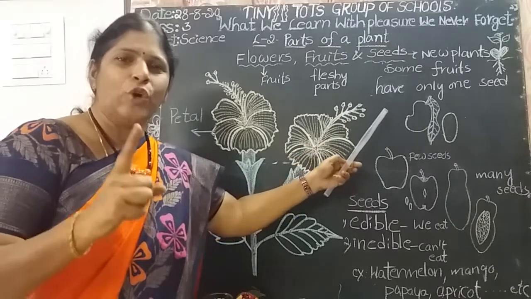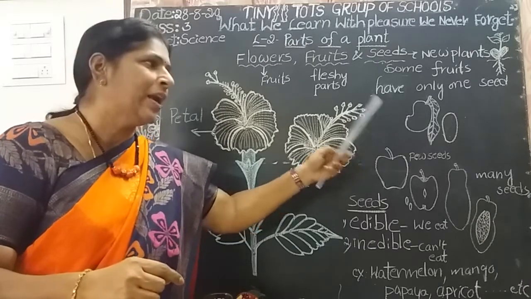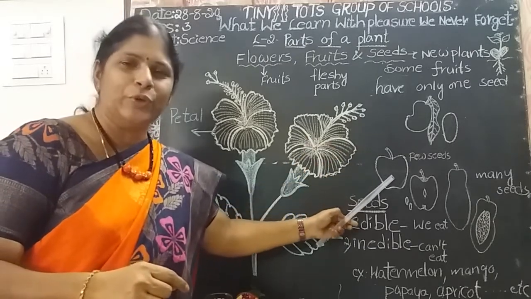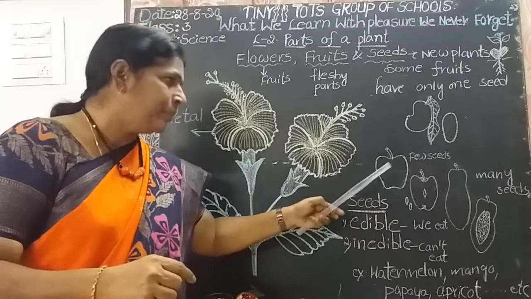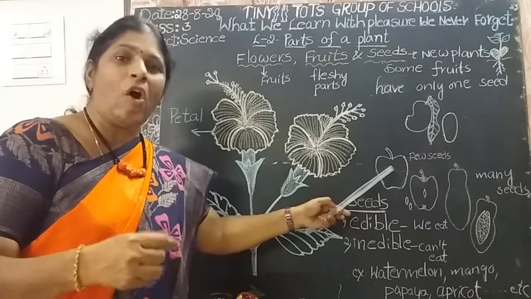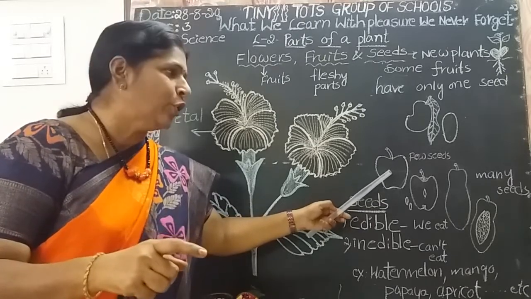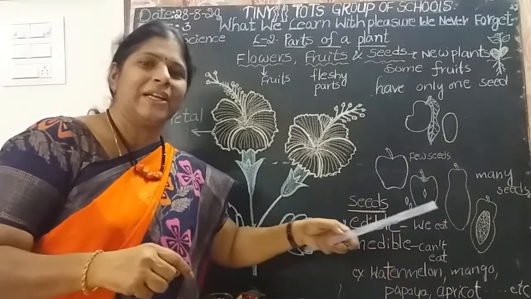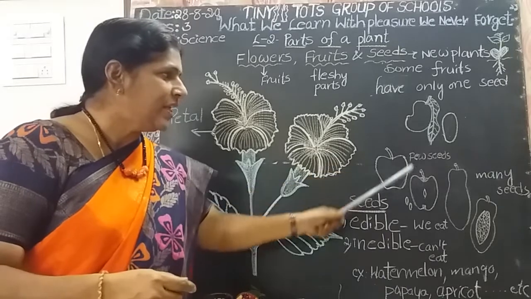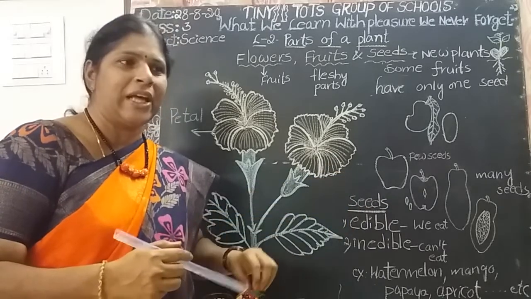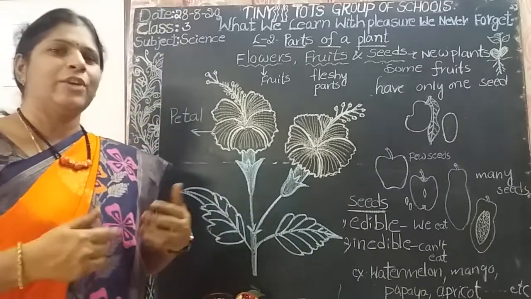Some fruits have only one seed, that is the mango, plum, apricot. Some fruits have only few seeds, those are apple and lemon. Oranges have only 4 or 5 seeds inside the fruit, and papaya and watermelons have many seeds. Is it clear? But all these seeds are not edible, children. Edible means which we can eat.